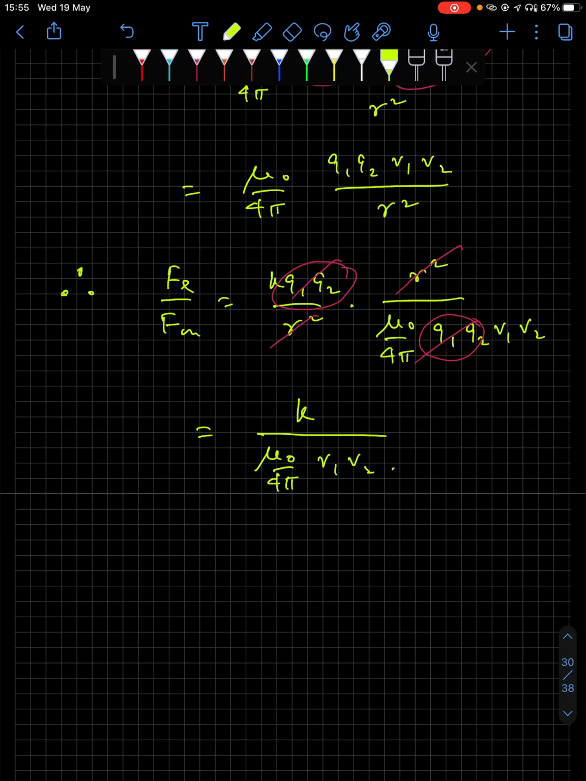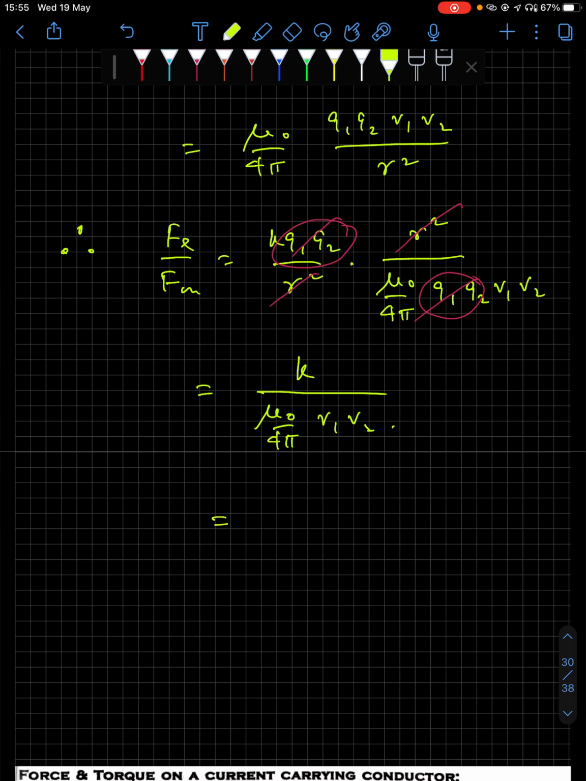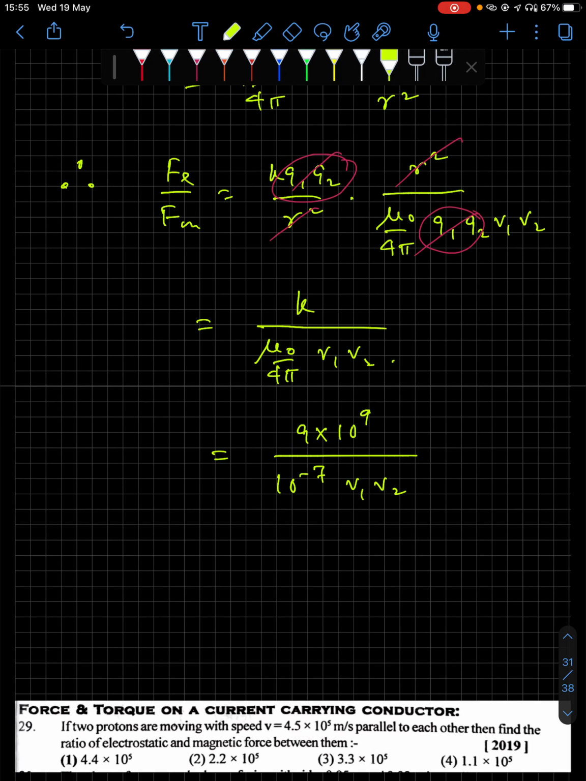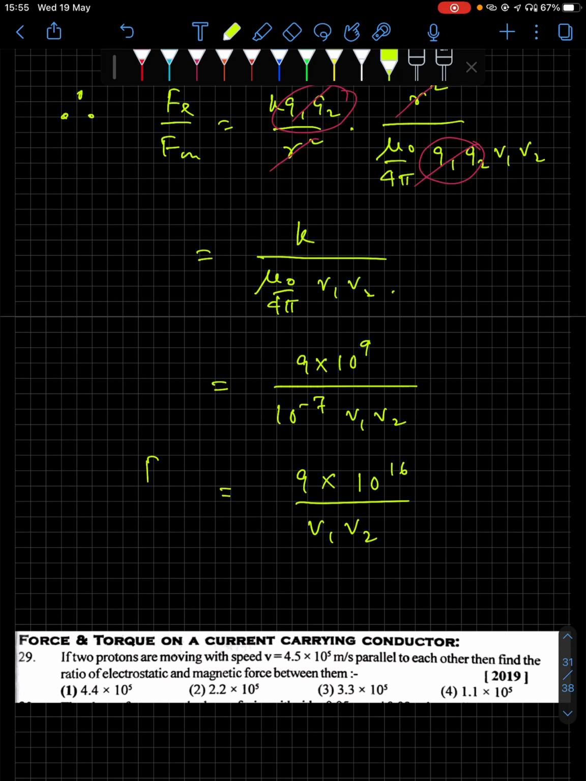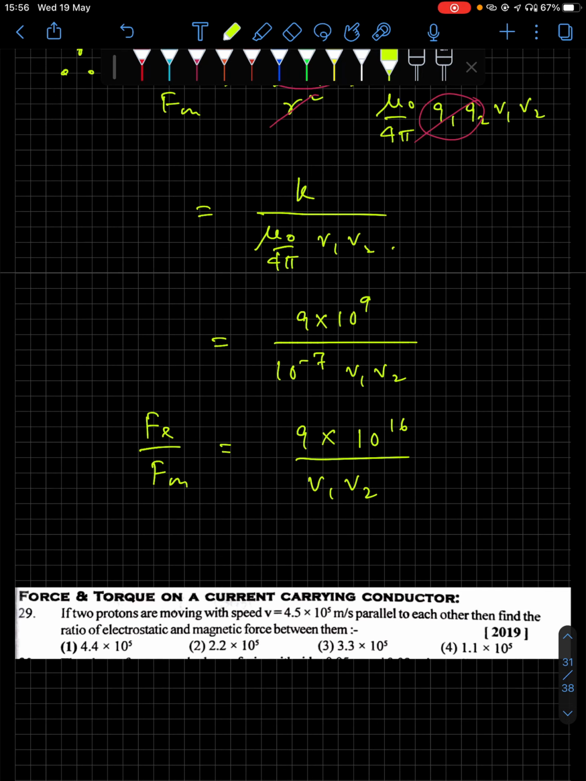Now this can also be simplified: k value is 9 into 10 to the power 9, mu naught by 4 pi value is 10 to the power minus 7, V1 V2. Okay, so this will get you 9 into 10 to the power 16 divided by V1 V2. So this is your final relation for the ratio of electric force to magnetic force.